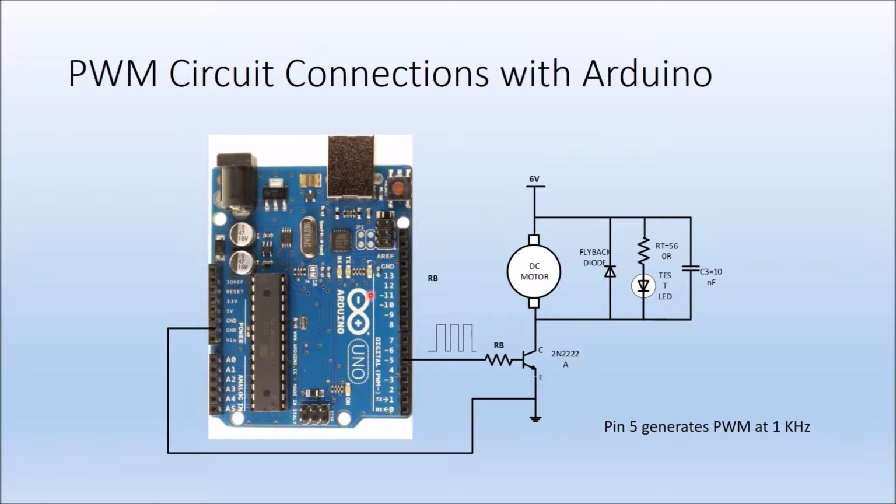So here's the circuit. I have the Arduino Uno, and then I have a base resistance here, and coming out from the Arduino Uno is the pulse width modulation duty cycle, and then I have the motor here. I have to use a common ground between the power supply of the motor and the Arduino Uno. What is important to remember is that pin 5 generates a 1 kilohertz pulse width modulation signal. Okay, so it's very simple.